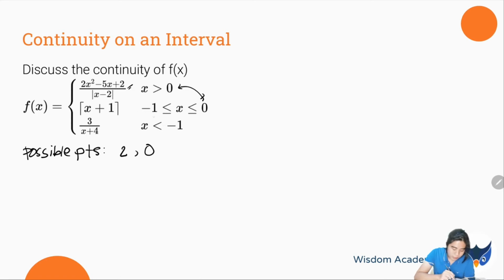Tapos, si negative 1 din, since endpoint din siya dito, so negative 1 din. And lastly, dito sa pangatlong function, so negative 4. Dahil maging 0 yung denominator at x equals to negative 4. So, ayun ang ating possible points of discontinuity.